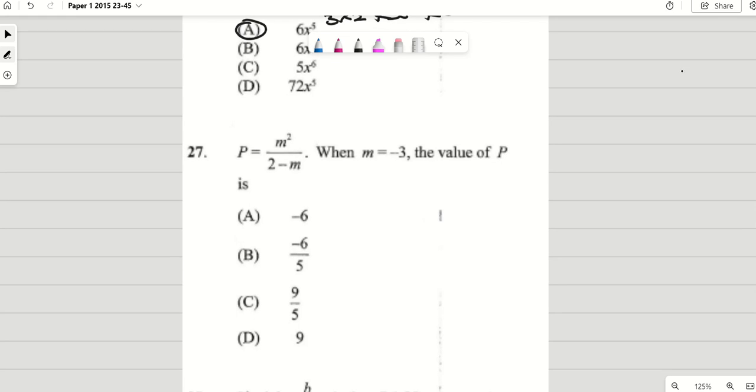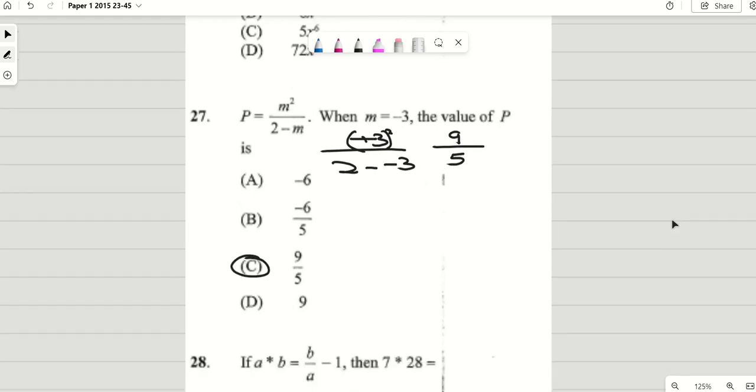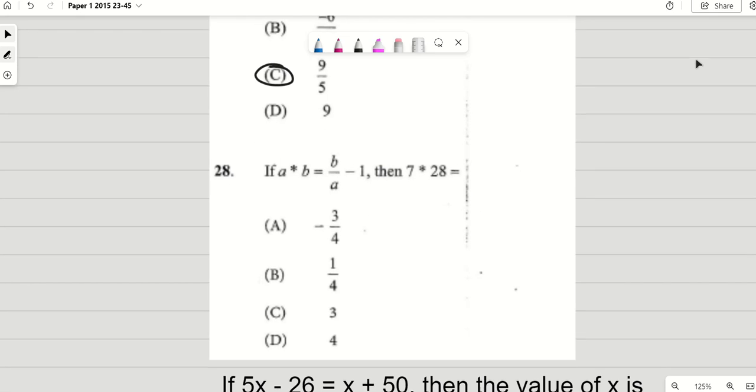This question here, P is equal to m squared all over 2 minus m. If m is minus 3, the value of P is. So they told you what m is. So that is minus 3 all squared, over 2 minus minus 3. So minus 3 squared is 3 threes are 9, all over 2 minus minus 3 is 5. So it's 9 over 5, which is C. The answer is C.